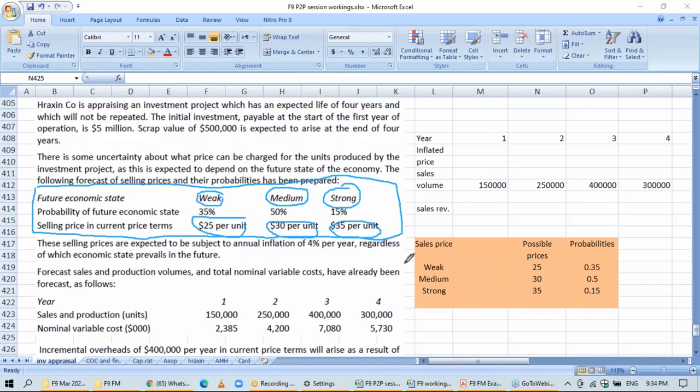So which price are you going to use? Over here, if this project is going to occur again and again on a repeated basis, then sometimes the price will be 25, sometimes it will be 30, sometimes it will be 35. So you can use expected values or the weighted average. What we'll do is multiply these by their probabilities and calculate a weighted average, or the expected price. So first of all, we will calculate an expected price.